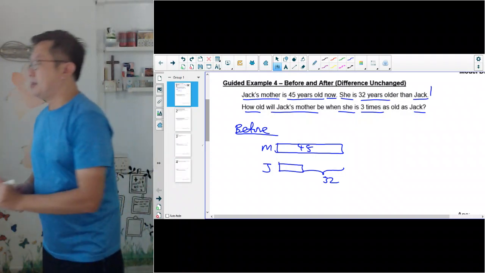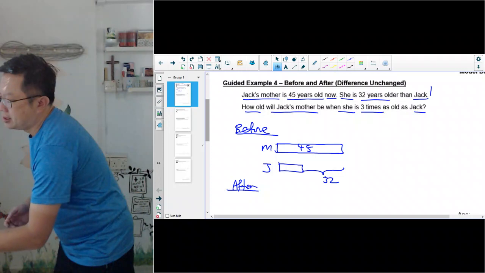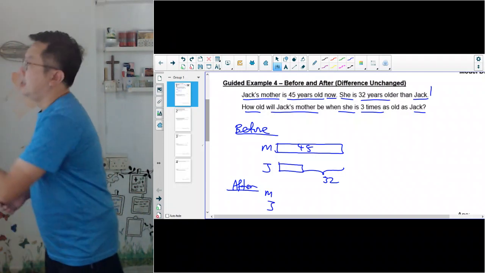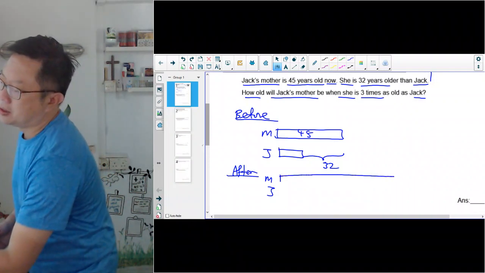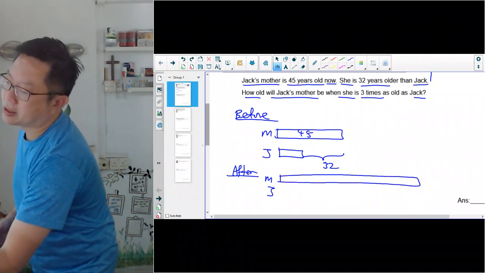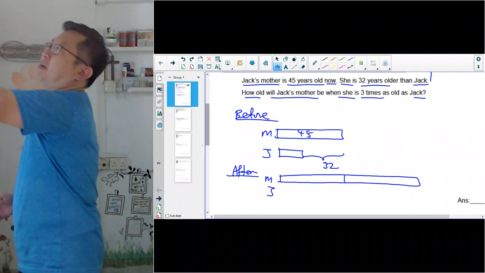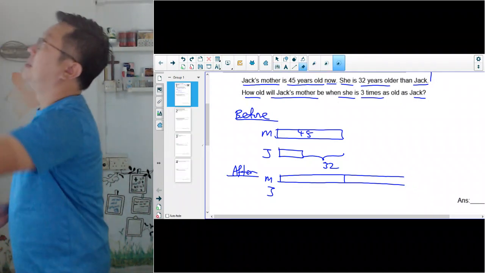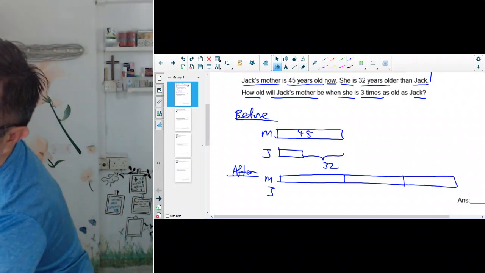And how old will Jack's mother be? That will be the after. So you're going to have the after, the mother and Jack. And the mother is going to be 3 times as old as Jack. So I'm going to draw 3 times. Okay, 3 times as old as Jack. That's too big already. So I need to extend my rectangle a little bit longer. So it will be something like this. It's a bit too long, but never mind.